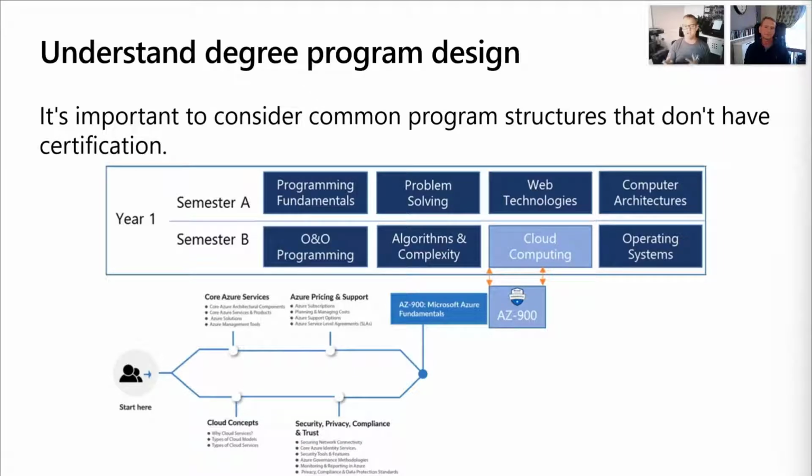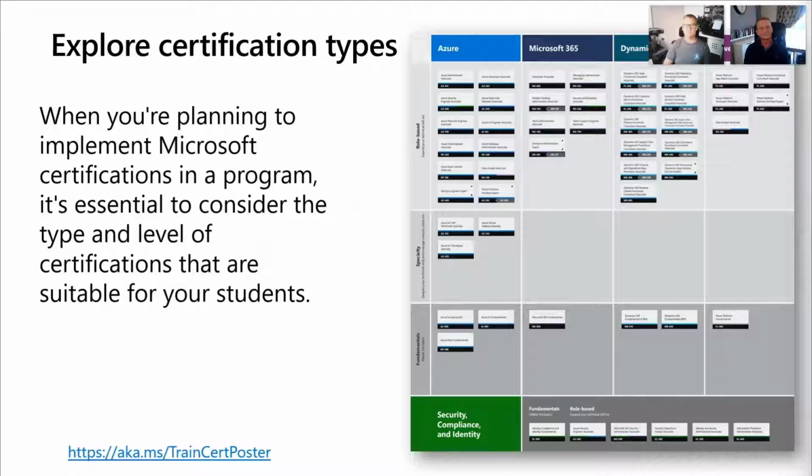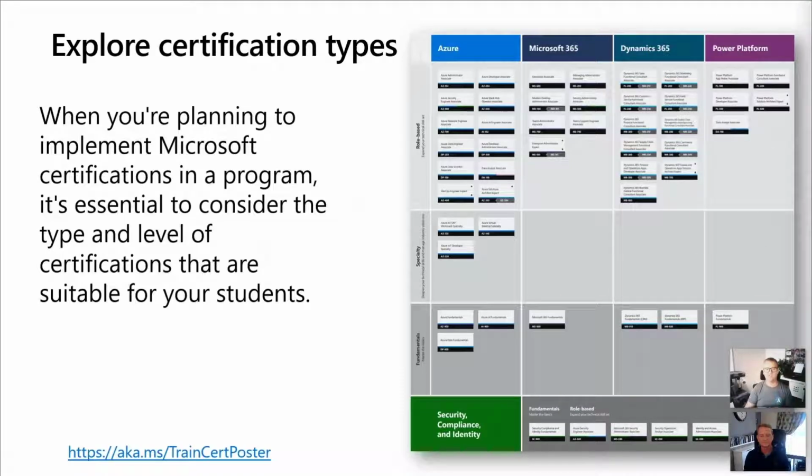And what you can see from this diagram is we've blended into that curriculum for cloud computing, so into the module for cloud computing, the AZ 900 curriculum. So again, that gives students cloud computing plus Azure fundamentals in cloud computing, which provides that real expertise or knowledge in a specific cloud platform. So when we talk about exploring different certification types, we have a great resource at aka.ms/train cert posters, which is this whole pathway approach.